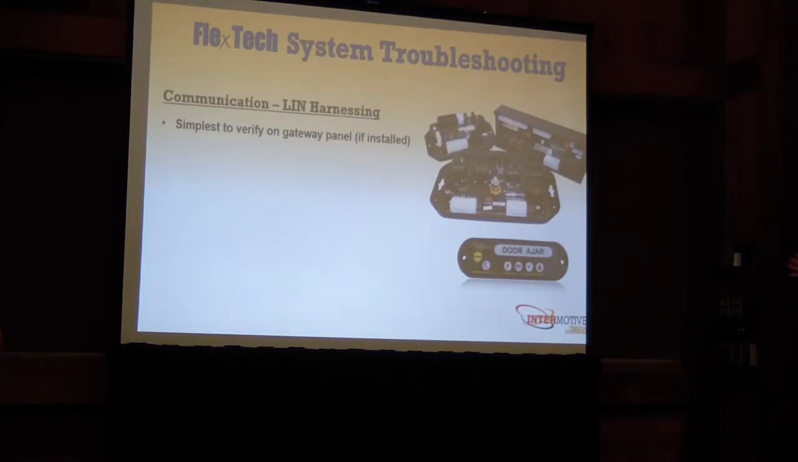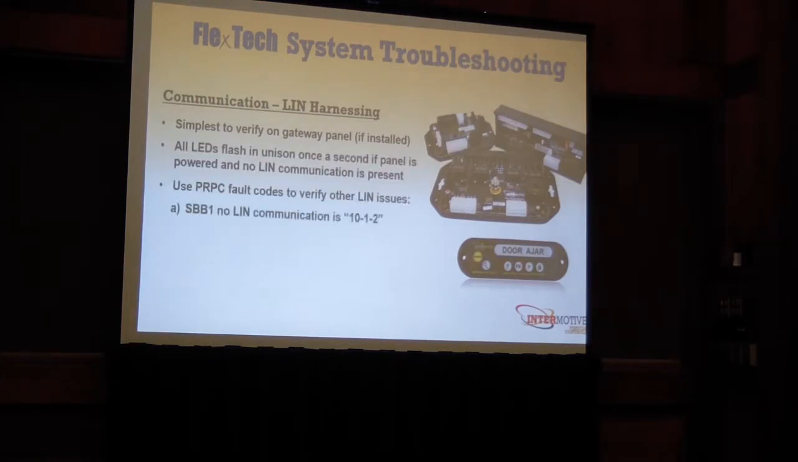So if you have a full system, you have a panel installed, the simplest way to verify that you're not having LIN issues is to look on the gateway panel. That's typically the last module in the chain, right? So you start with PRPC, you'll jump over to, say, an EXP, which may be in the same electrical panel. Then you'll have a LIN harness that runs down the A pillar to an SVB, and finally you jump off the SVB and straight to that gateway panel.